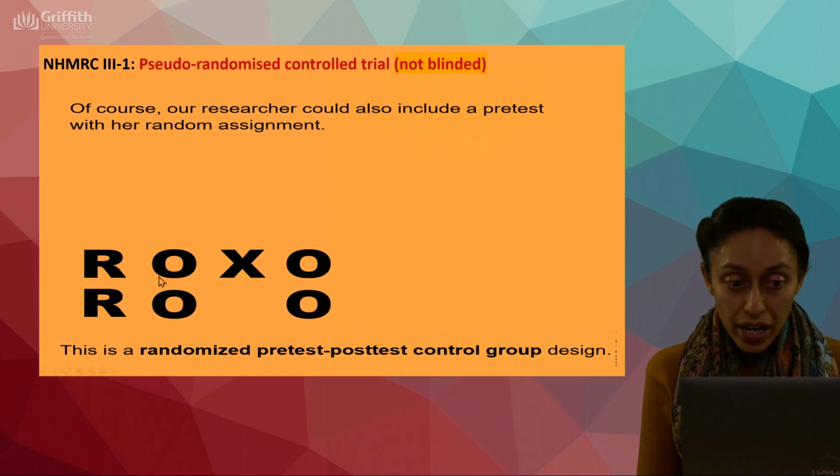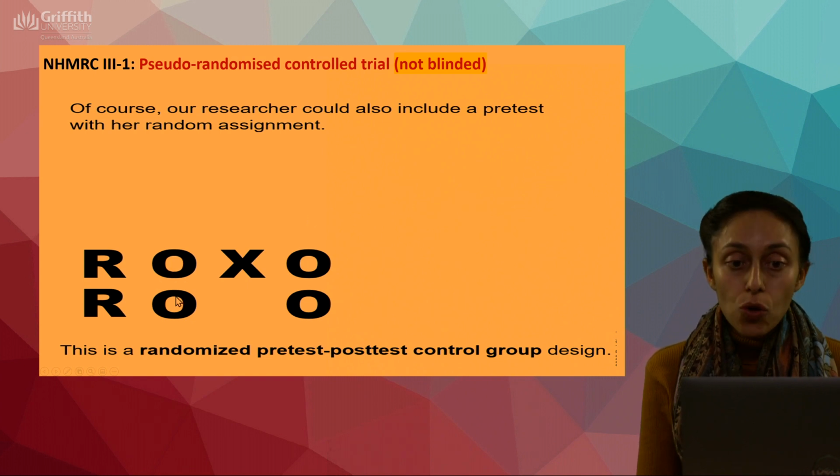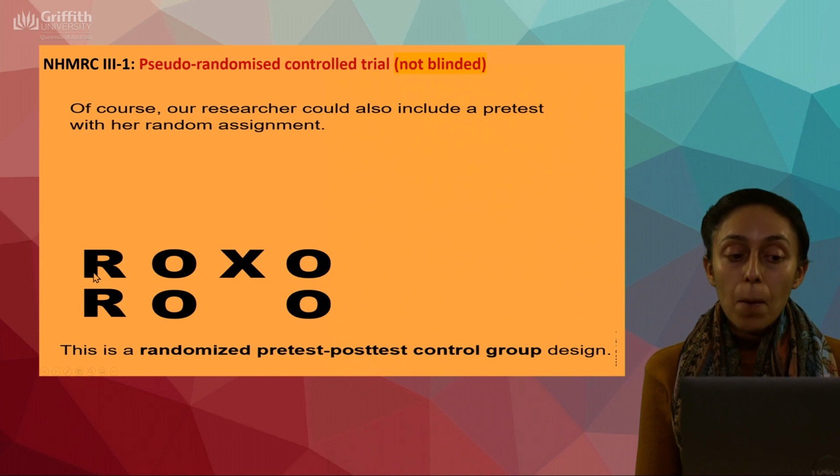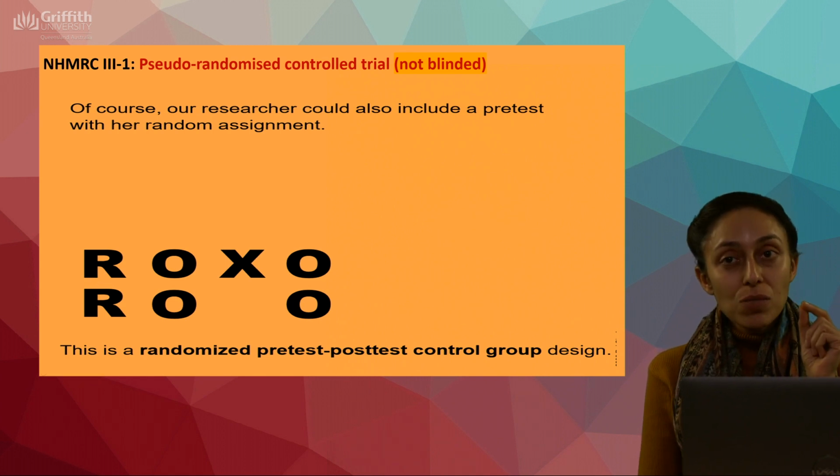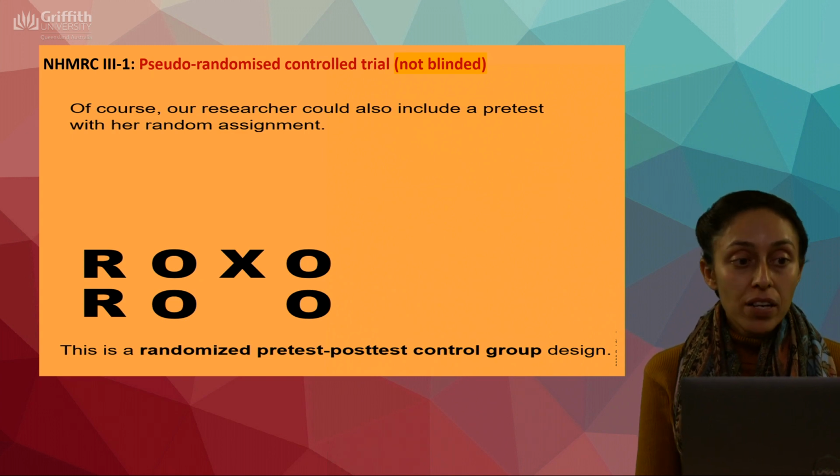Okay, so you have an intervention group, you have a control group, you have randomized them, but there is just one parameter which is missing, which is that these are not blinded. So you know who is in which group.